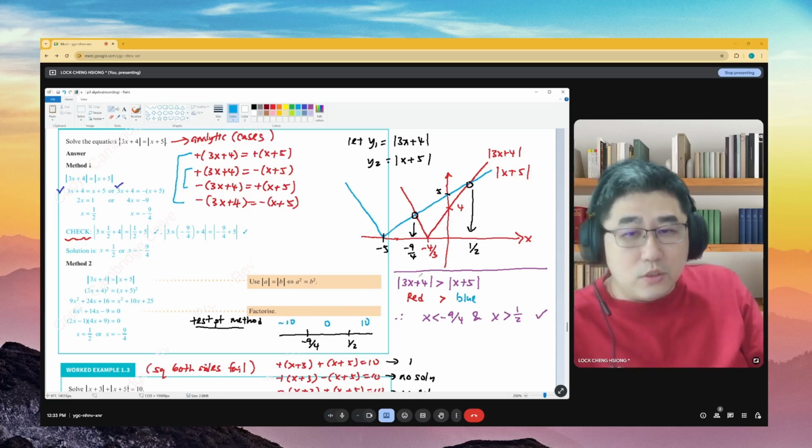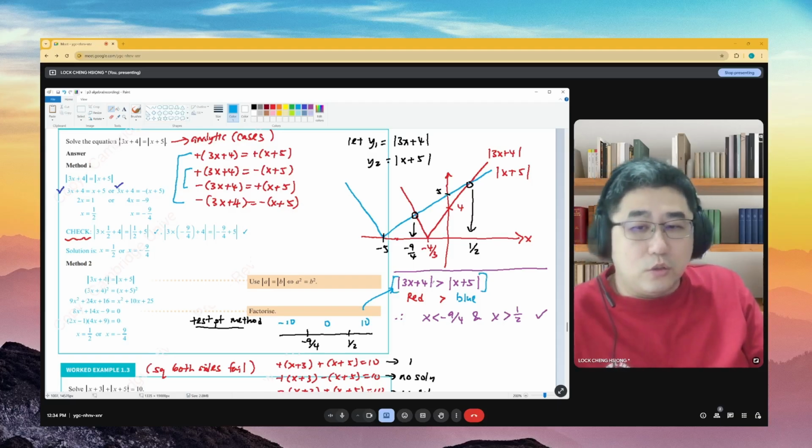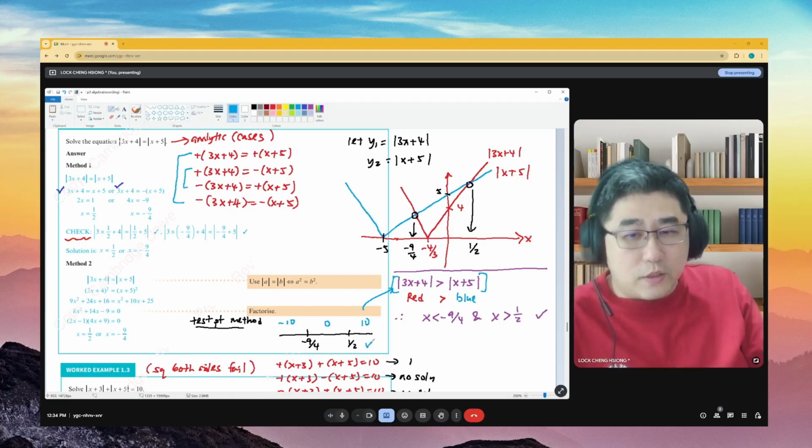I want to see whether the number that I substitute satisfies this inequality or not. So 10, I put it inside. 30 plus 4, 34. This one, 15. Is 34 greater than 15? Yes, so I give it a tick. 0, I put it here. 4, 5. Is 4 greater than 5? No, I give it a cross.